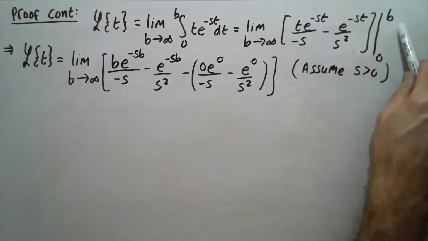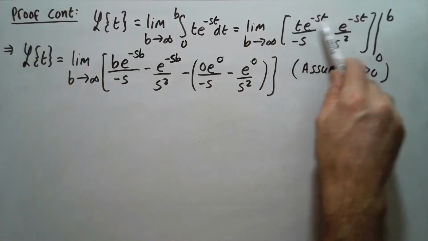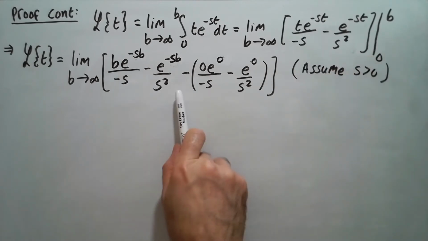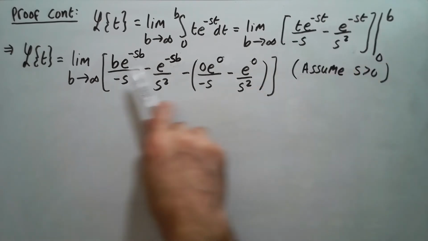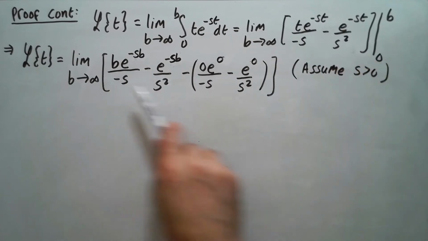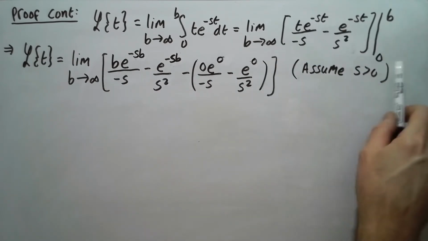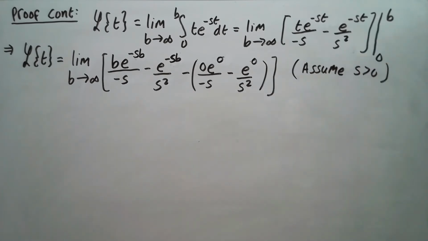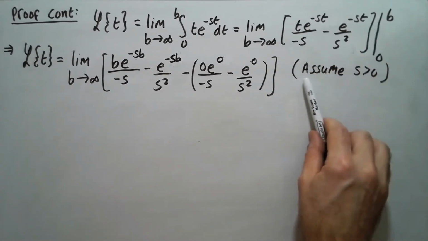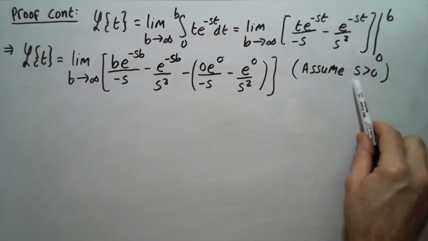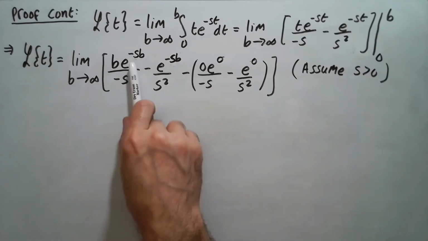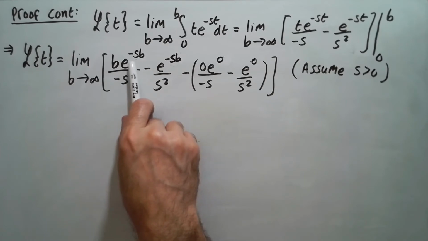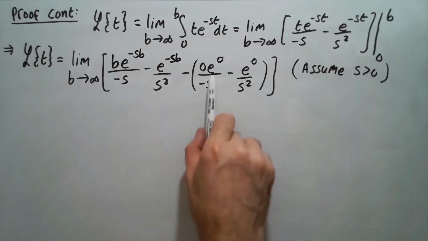Okay, so plugging b in place of t everywhere and then subtracting, putting 0 in place of t everywhere, we get this. And for this to work, I'm just noticing here, we have to assume that s is greater than 0, because I want that minus sb to be a negative number to be able to say something about this limit.